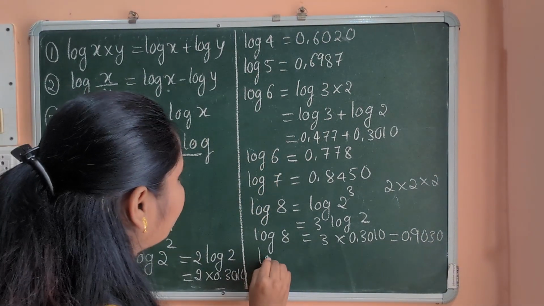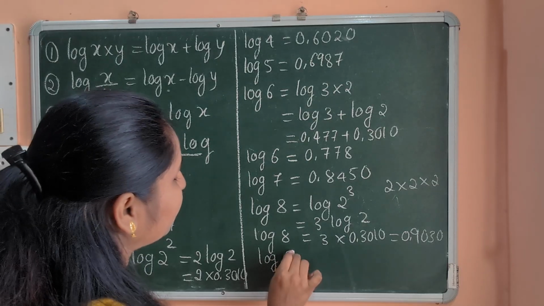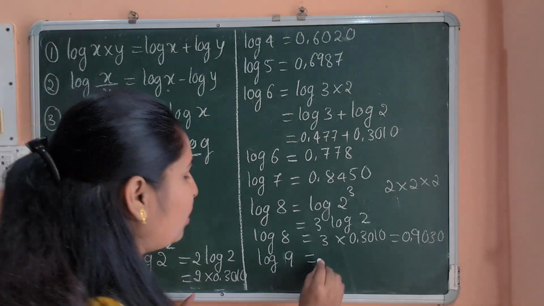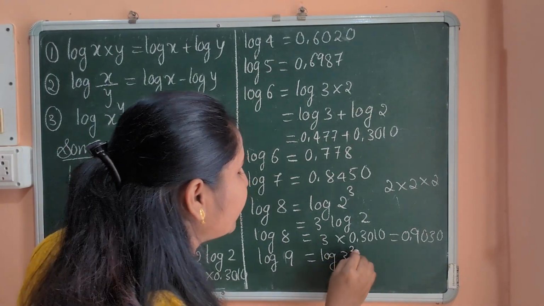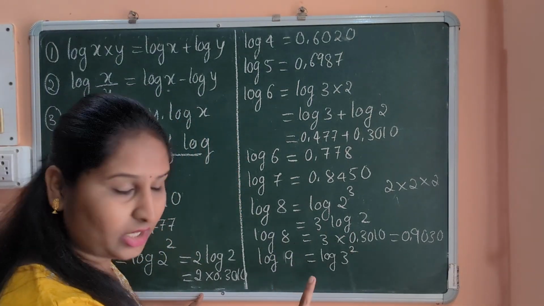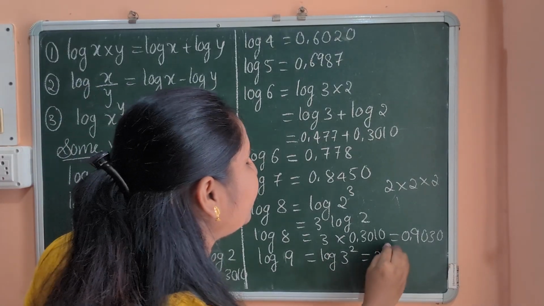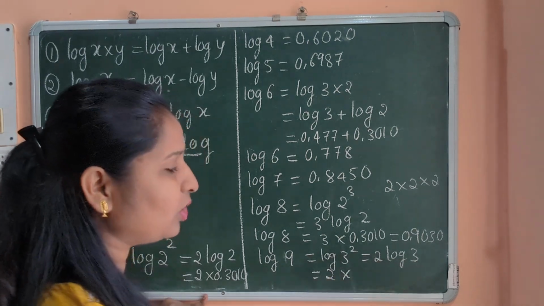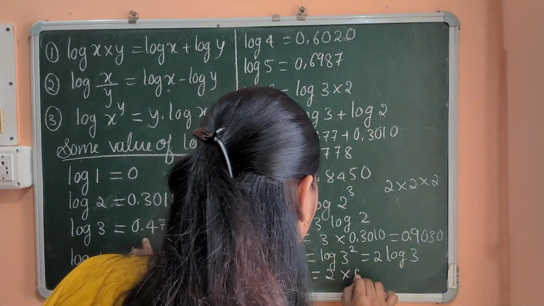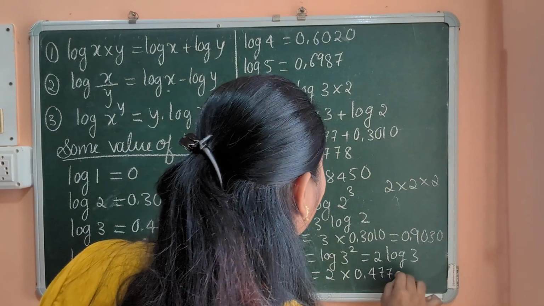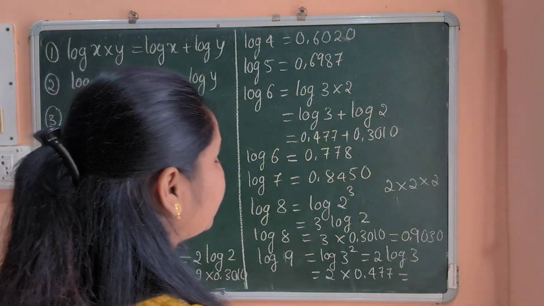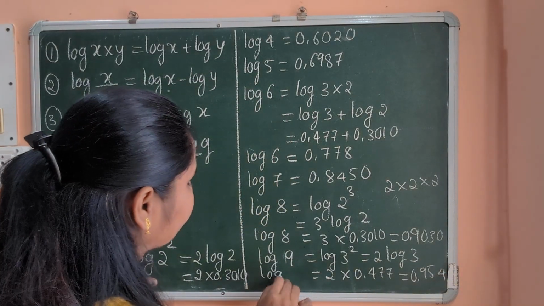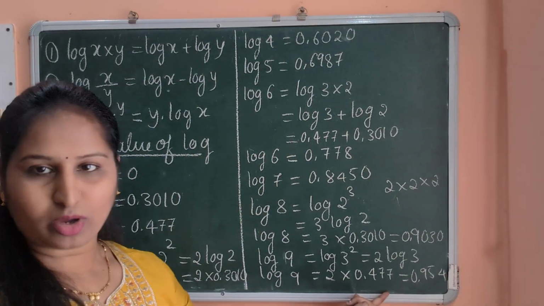Then how to calculate log 9? Can I write log 9 as log 3 squared? 3 squared is 3 into 3, which is 9. So using the formula, it is 2 into log 3. Log 3 is 0.477, and upon multiplying, the answer is 0.954. So now we have log 9 also.